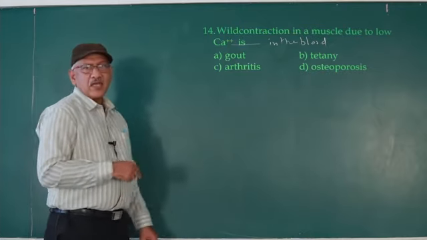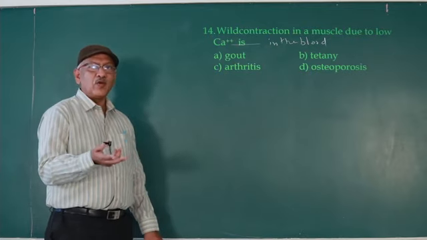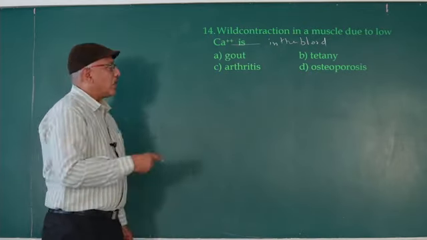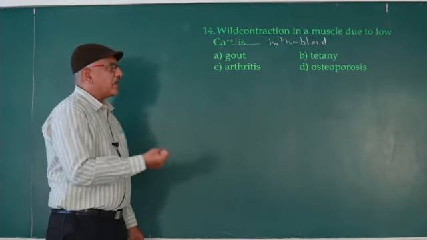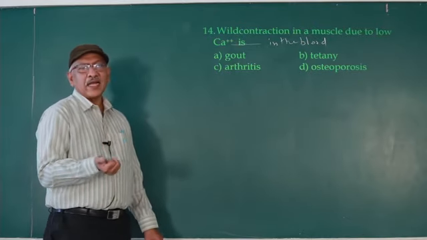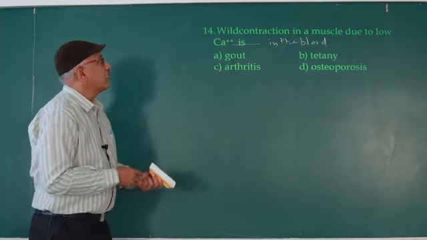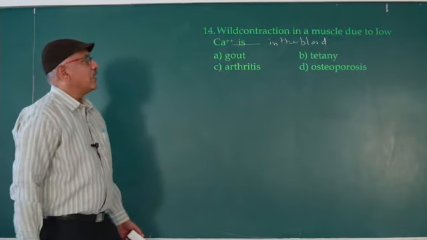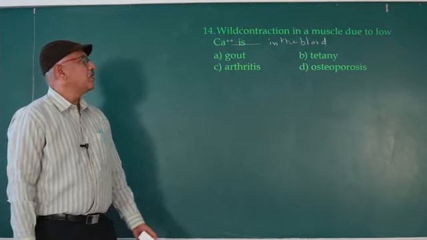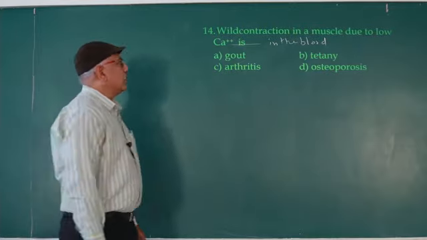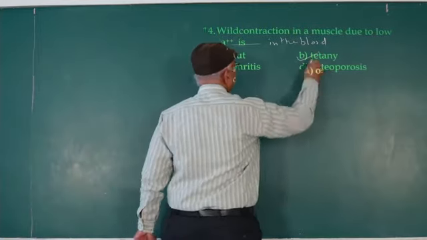In the absence of calcium ions, what happens? Troponin-tropomyosin complex covers the active sites. Now the meromyosin head or myosin head is separated from the active site. The muscle undergoes relaxation. So that's why wild contraction in a muscle is due to low calcium in the blood, high calcium in the muscle. So that is known as tetany.